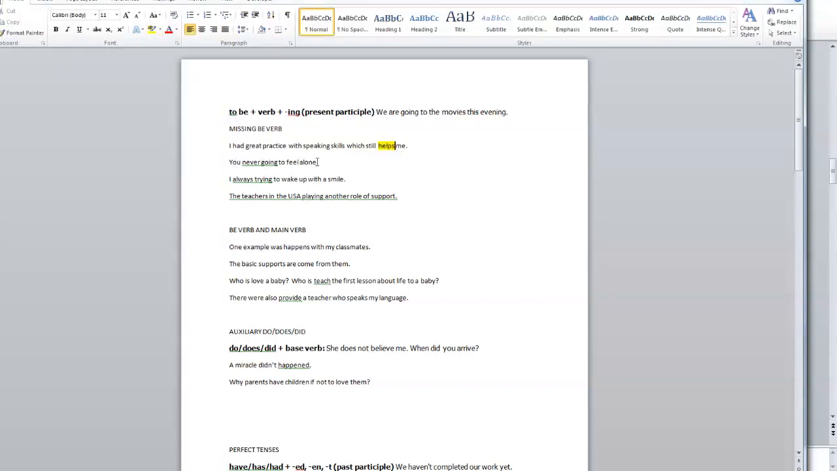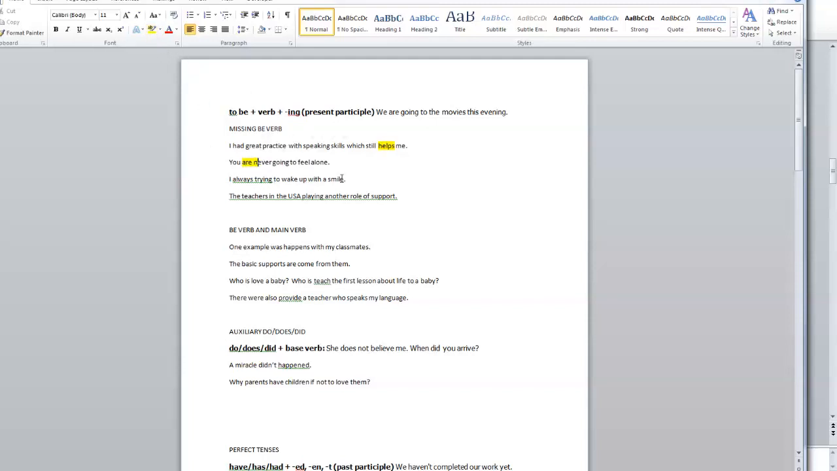You're never going to feel alone. This is the mistake from the first column where they're just using the ing verb as the main verb for the sentence. So we would need to change this. How? We need to add a be verb. So what's the be verb that goes with you? Are. You are never going to feel alone.